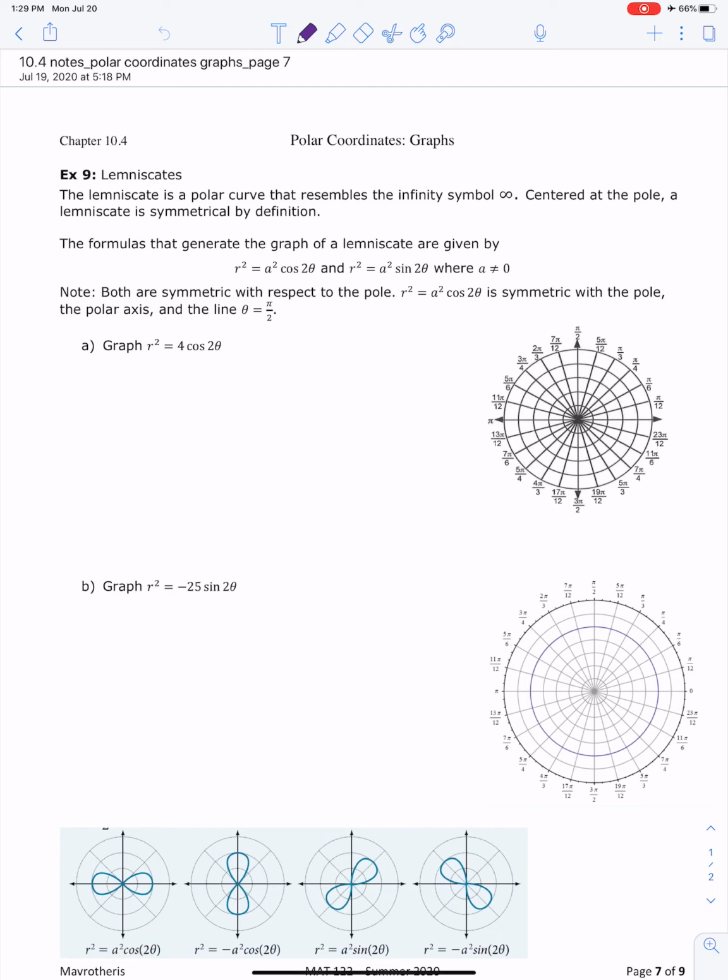r squared equals a squared cosine 2 theta, and r squared equals a squared sine 2 theta, which causes some problems for us. First off, we've got that double angle to work with, which means if I'm plugging in theta equals pi over 4, 2 times pi over 4 is pi over 2, and I'm really evaluating that cosine at pi over 2. Also, because this is set equal to r squared, we are going to have instances where the right-hand side is negative, and those are angles that we can't even use.